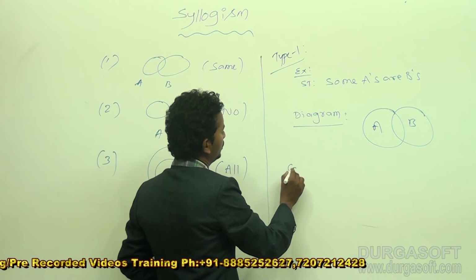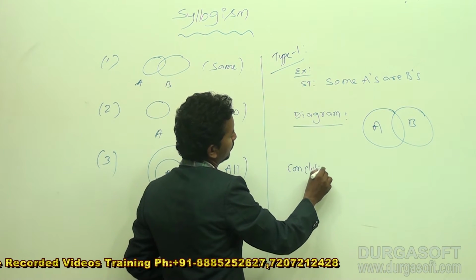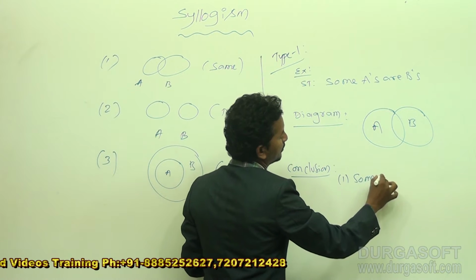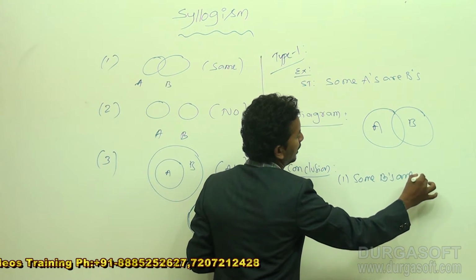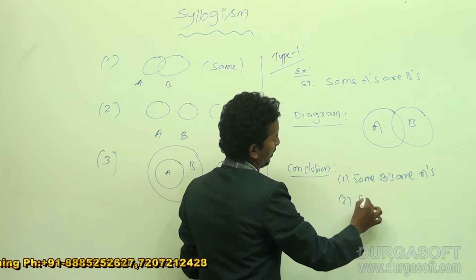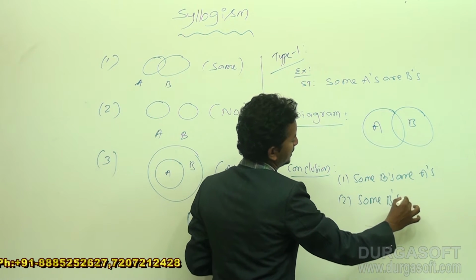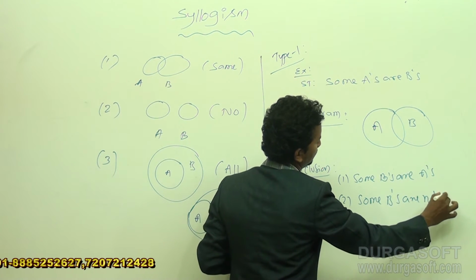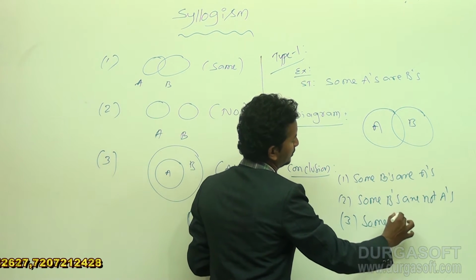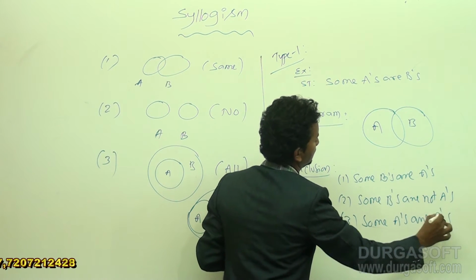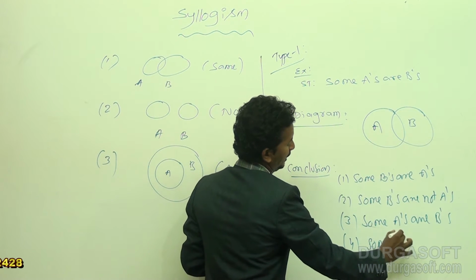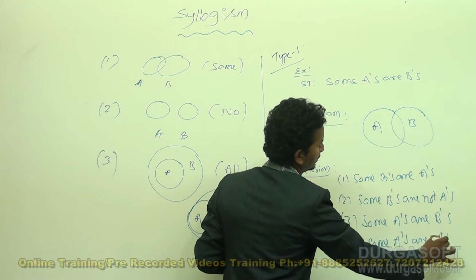Now coming to the conclusions, what conclusions are there here? Conclusion 1: some B's are A's. Conclusion 2: some B's are not A's. Conclusion 3: some A's are B's. Conclusion 4: some A's are not B's.